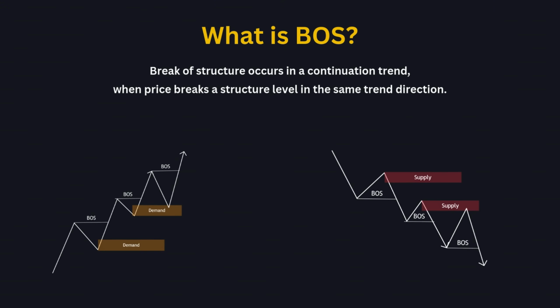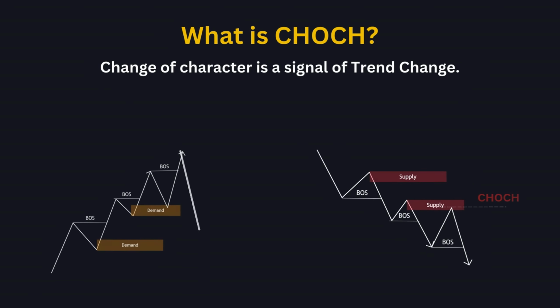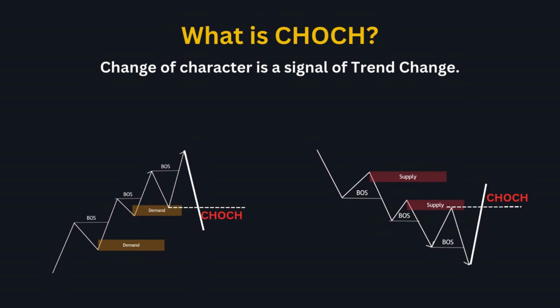What is break of structure? A break of structure occurs in a continuation trend, and every time price breaks a structure level in the same trend direction, it indicates that market will continue its trend. What is change of character? Change of character is a signal of trend change, as when price breaks any structure level in the opposite trend direction, we call that scenario a change of character.